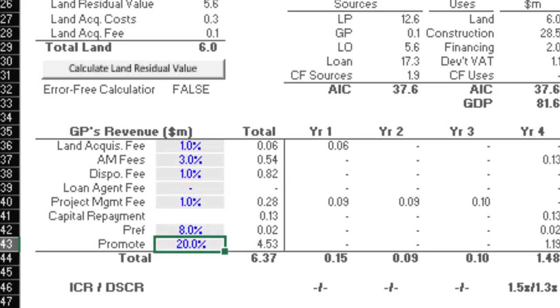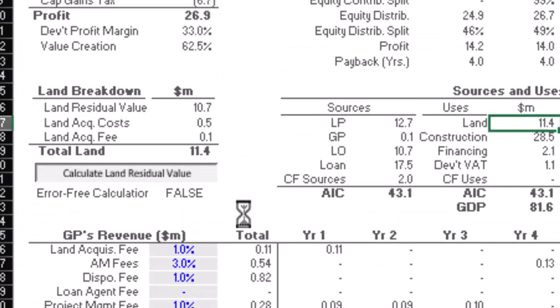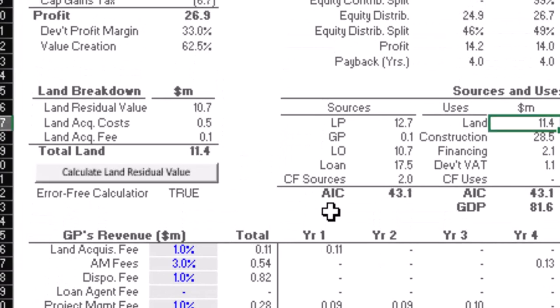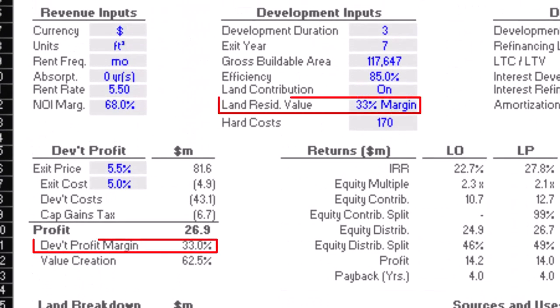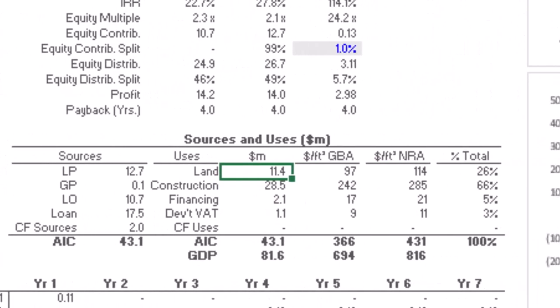Now that we have populated all our inputs, let's calculate our land residual value by pressing this button and making sure that our error-free calculation check returns a true result. We see that with a 33% development profit margin target, the land would be valuated at $10.7 million, which, when grossed up by its ancillary transaction costs, amounts to 26% of the $43.1 million all-in development costs.